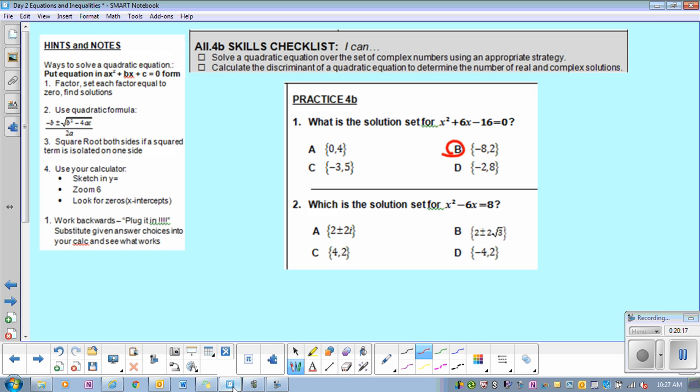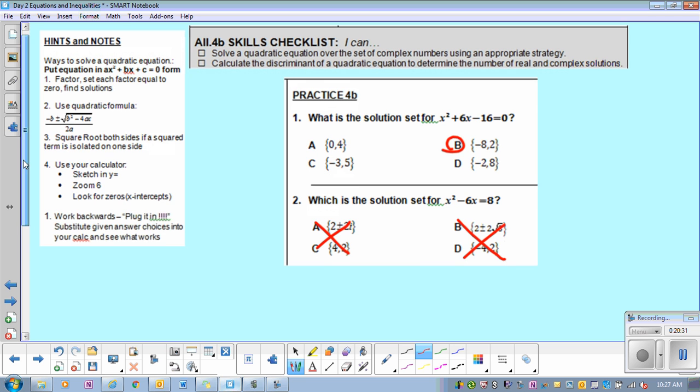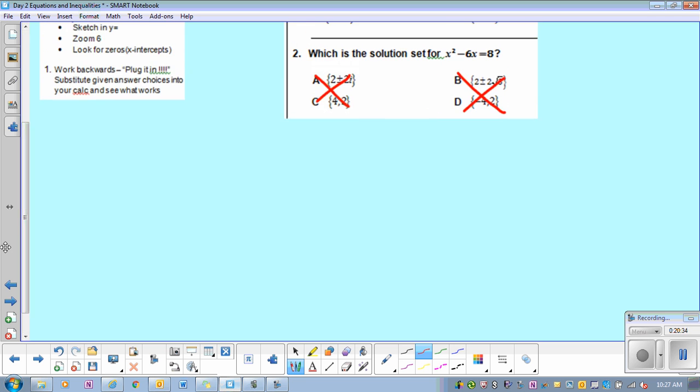So the next one, right? They made a mistake in this packet. It's none of these choices. All right, let's treat this as a fill in the blank. Let's figure out how we can do this. Which is a solution set for x squared minus 6x equals 8. All right. Well, you know what? Even if I wanted to graph this, I can't like that. I need to make it equal to what? 0. So subtract the 8. I have x squared minus 6x minus 8, and that equals 0.